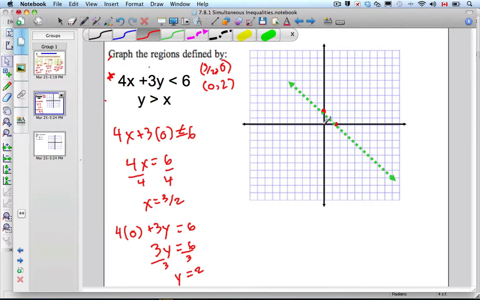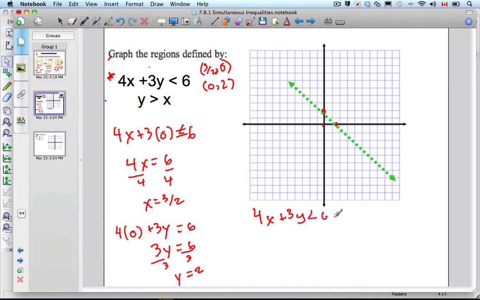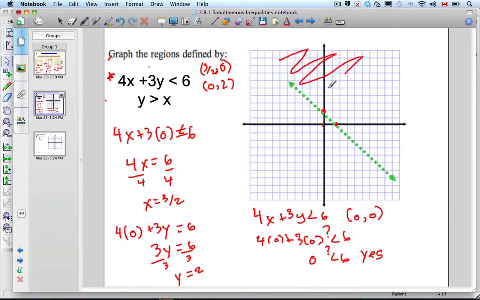Well, I don't know. I kind of like testing a point here. So I'm going to see if this point 0, 0 holds true. I have 4x plus 3y is less than 6. So I want to know, do I want to keep this or throw it away? So I go 4 times 0 plus 3 times 0. Is that less than 6? Is 0 less than 6? Yes. So I want to keep this part. So let's shade the other side. I'm going to get rid of the other half and throw away this part here.